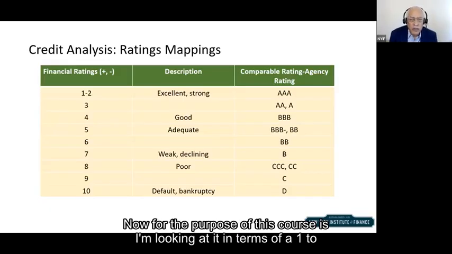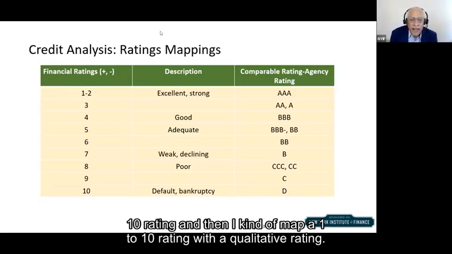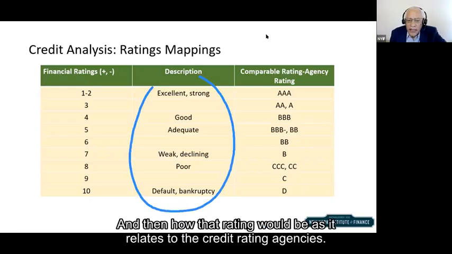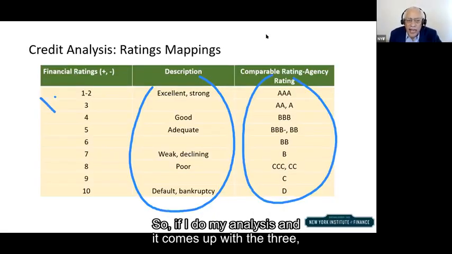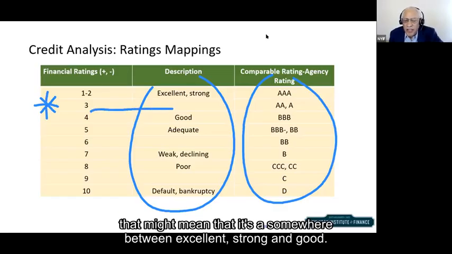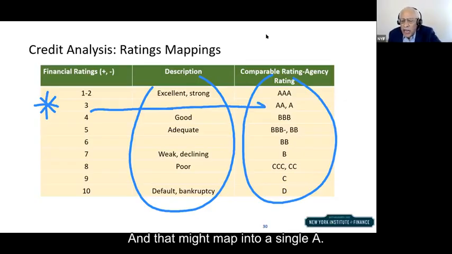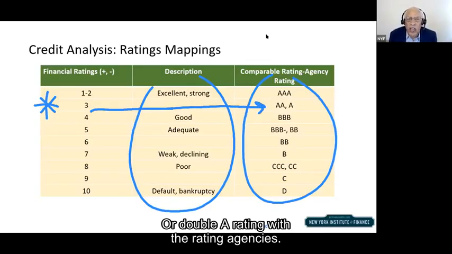Now, for the purpose of this course, I'm looking at it in terms of a 1 to 10 rating. And then I map a 1 to 10 rating with a qualitative rating, and then how that rating would relate to the credit rating agencies. So if I do my analysis and it comes up with a 3, that might mean that it's somewhere between excellent, strong, and good, and that might map into a single A or double A rating with the rating agencies.